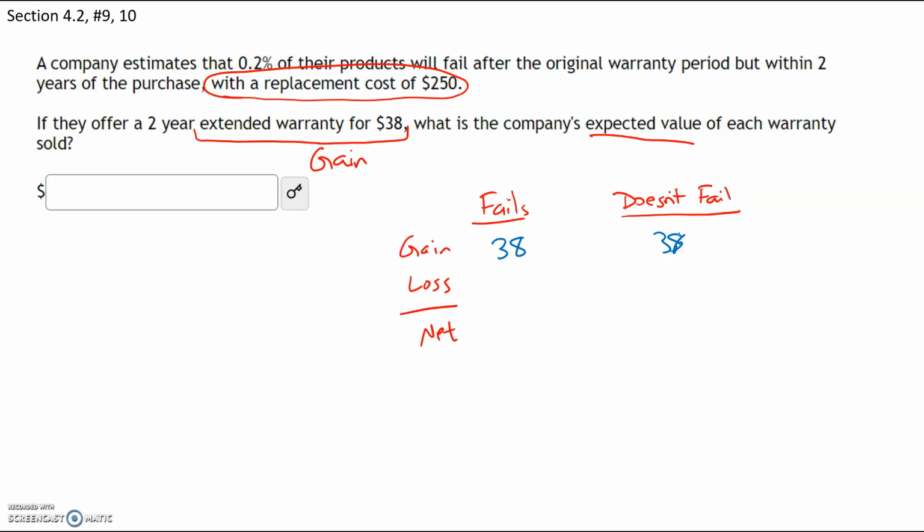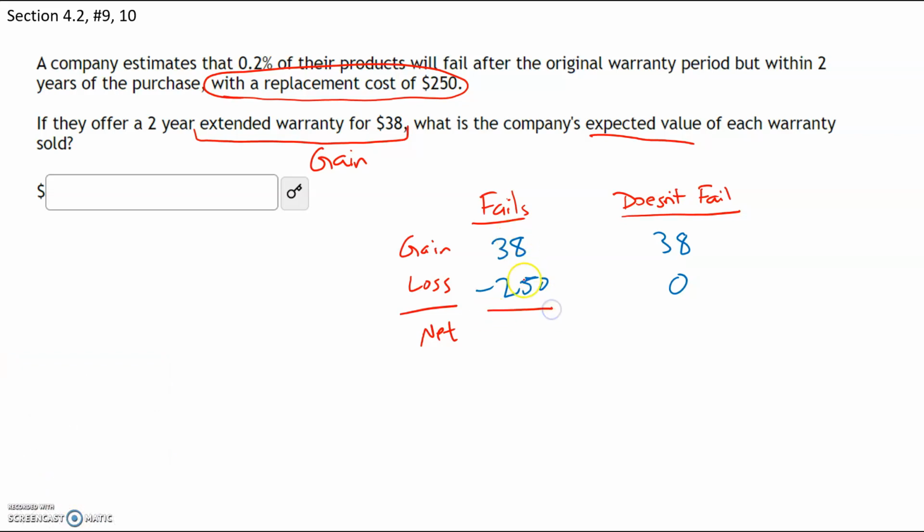Okay, so let's say you buy the warranty for $38 and your product doesn't fail, then you don't get that money back. The company just gets to keep that money. But if the product does fail, then the company still made $38 from you because you bought that warranty. So the gain is always going to be the cost of the warranty in each case. The loss is how much money the company loses. So if the product fails, the company loses $250 because they have to give you a part or product that costs them $250. Now, if the product doesn't fail, the company loses nothing. So that's going to be 0.